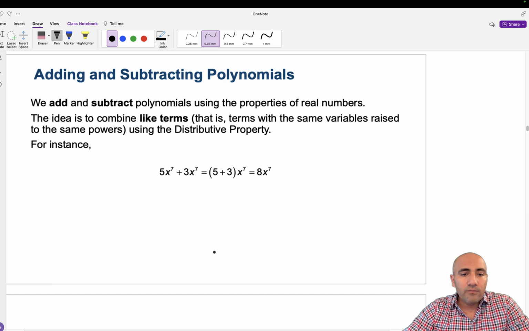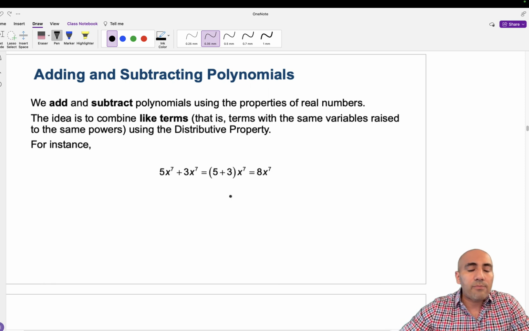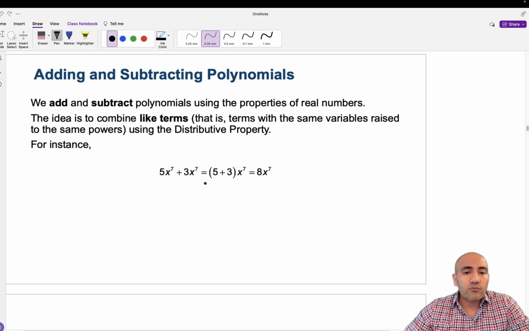So for example, if we were given this right here, 5x to the 7th power plus 3x to the 7th power, we have 5 copies of x to the 7th plus 3 copies of x to the 7th power. So together we have 8 copies of x to the 7th power. You can think of it in a couple of different ways. So this distributive property here is referring to reminding you that we can also distribute.